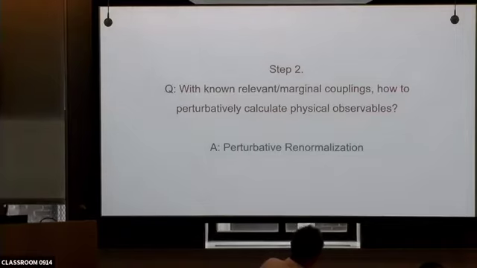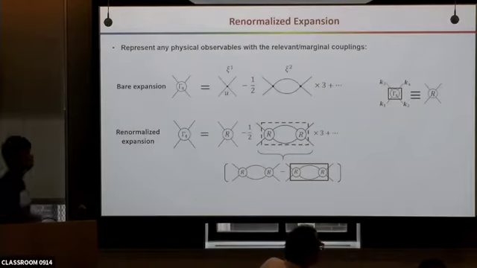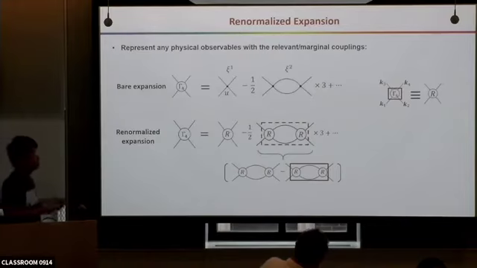So let me first review how people do it conventionally. Basically the idea is quite simple. For example, with the phi-4 theory, if we use bare expansion to calculate the physical 4-point vertex, it will completely fail because there are logarithmic divergences associated with these diagrams. Then suppose we resum this, and then in principle what we need to do is to replace this expansion with another renormalized expansion in terms of a renormalized interaction, not the bare one.